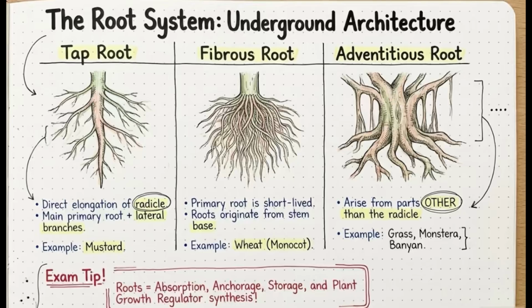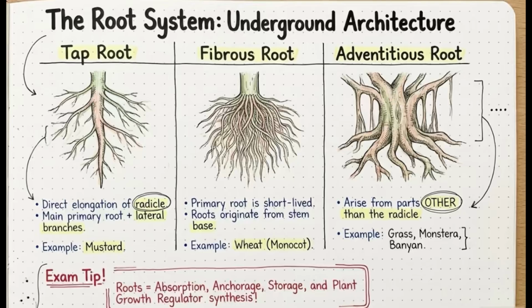Makes sense. And then there's the third strategy, which honestly feels like the plant just breaking its own rules. The adventitious root system. My personal favorite. Yeah, these roots arise from parts of the plant other than the radicle. Yes. Whenever a plant needs structural support that a traditional root just can't provide, it gets creative.